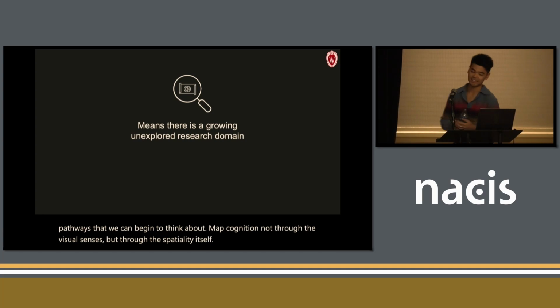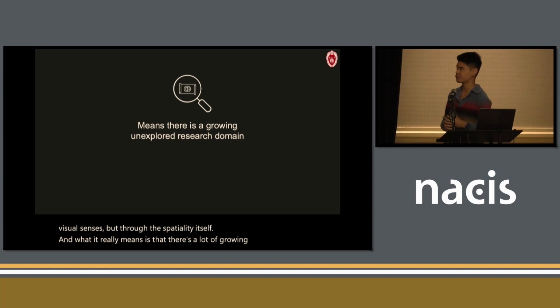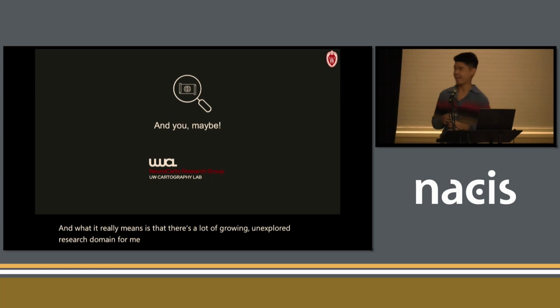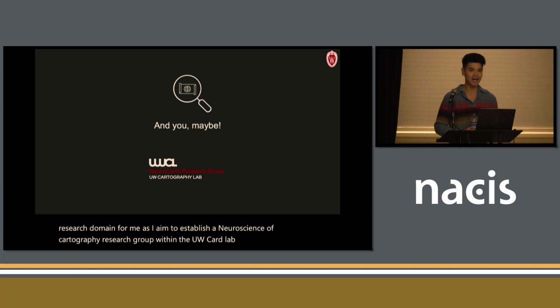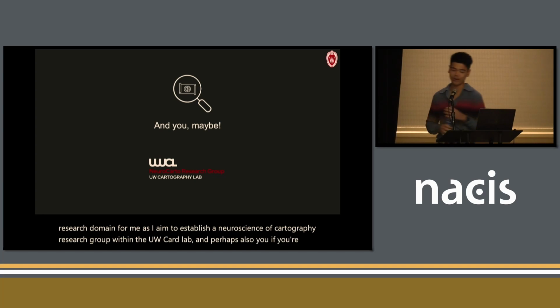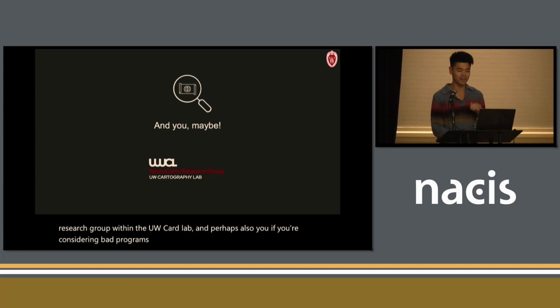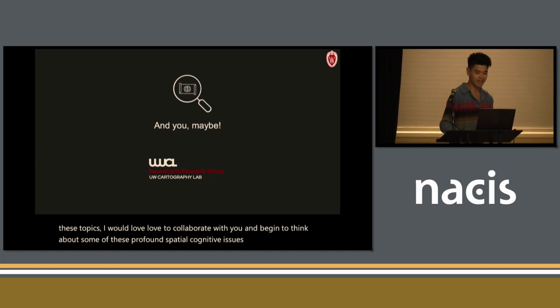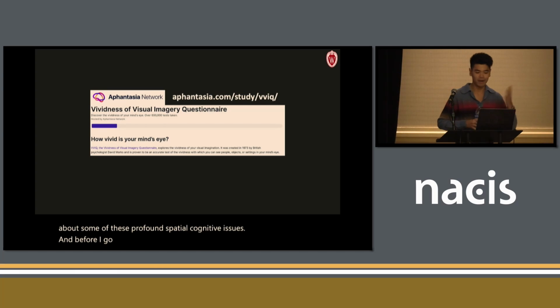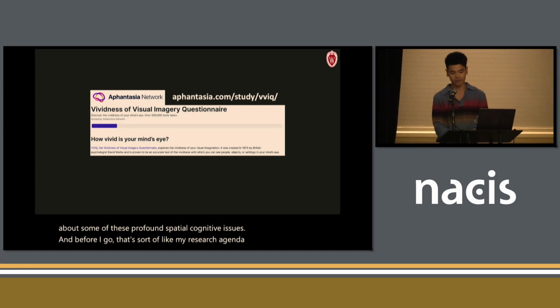And what it really means is that there's a lot of growing unexplored research domain for me as I aim to establish a neuroscience of cartography research group within the UW CART Lab, and perhaps also you, if you're considering grad programs or want to collaborate and are interested about these topics, I would love to collaborate with you and begin to think about some of these profound spatial cognitive issues. And before I go, that's sort of like my research agenda. Or the future research agenda.